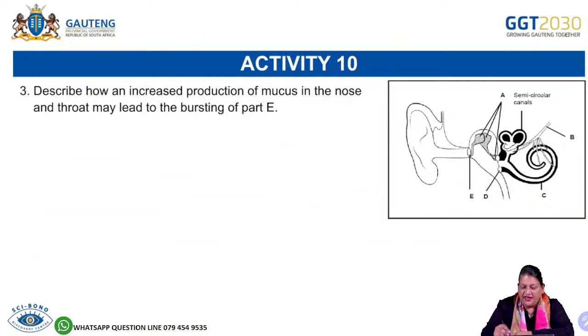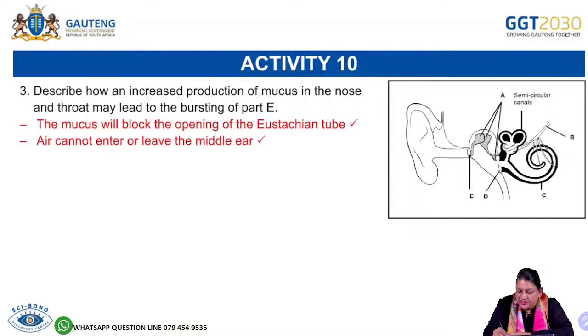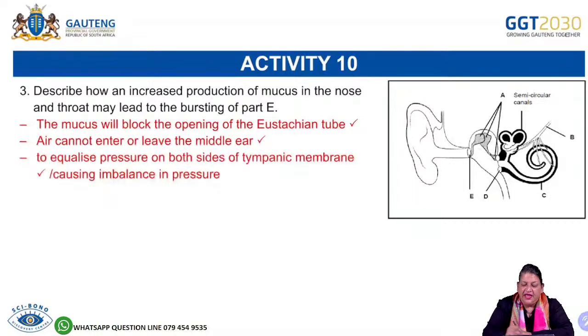As we said, if there's a lot of mucus in your throat, which is connecting your pharynx or throat is connected by the eustachian tube to the middle ear, then if there's going to be a lot of mucus that's going to collect, it can cause pressure on the inside of your eardrum or your tympanic membrane, and that causing it to burst. Now, the mucus will block the opening of the eustachian tube, and therefore air cannot enter or leave the middle ear, and therefore pressure will not be able to be equalized.